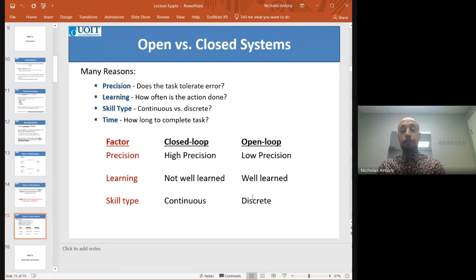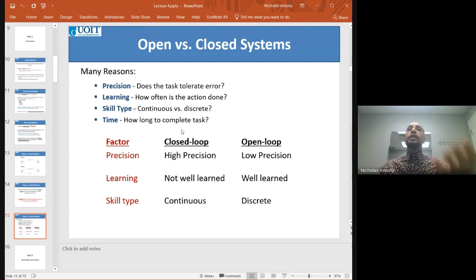But here are some of the reasons to consider why the brain would want to send its instructions in an open or closed loop system. And it turns out that a lot of the time it relates back to speed or accuracy. Is everyone okay with that? Okay, cool.